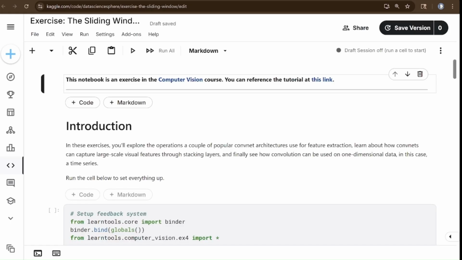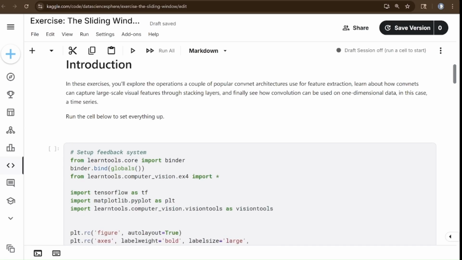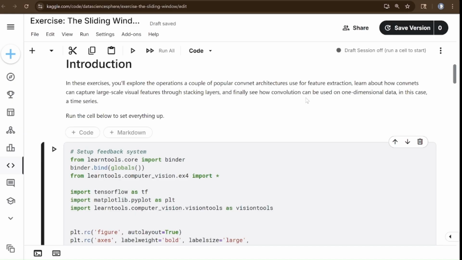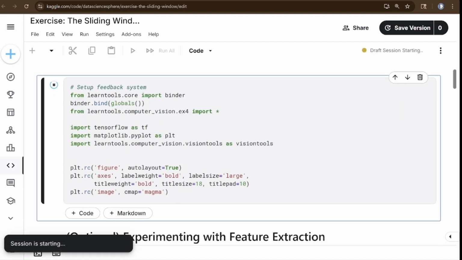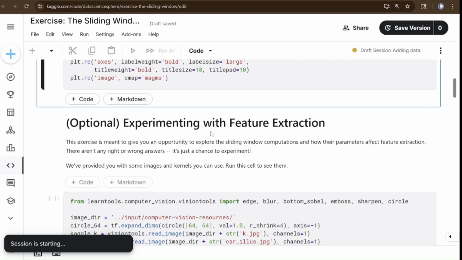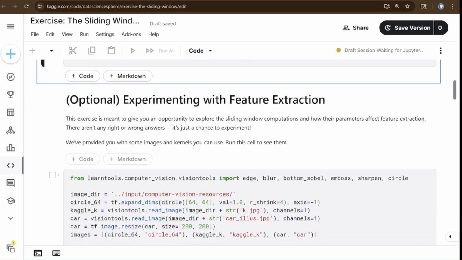Okay, now in these exercises you will explore the operations of a couple of popular convnet architectures used for feature extraction. Learn about how convnets can capture large-scale visual features through stacking layers. And finally see how convolution can be used on one-dimensional data also, in this case a time series. Okay, now first run this cell to set up everything. Then experimenting with feature extraction. This exercise is meant to give you an opportunity to explore the sliding window computations and how their parameters affect them. There are not any right or wrong answers, it's just a chance to experiment.